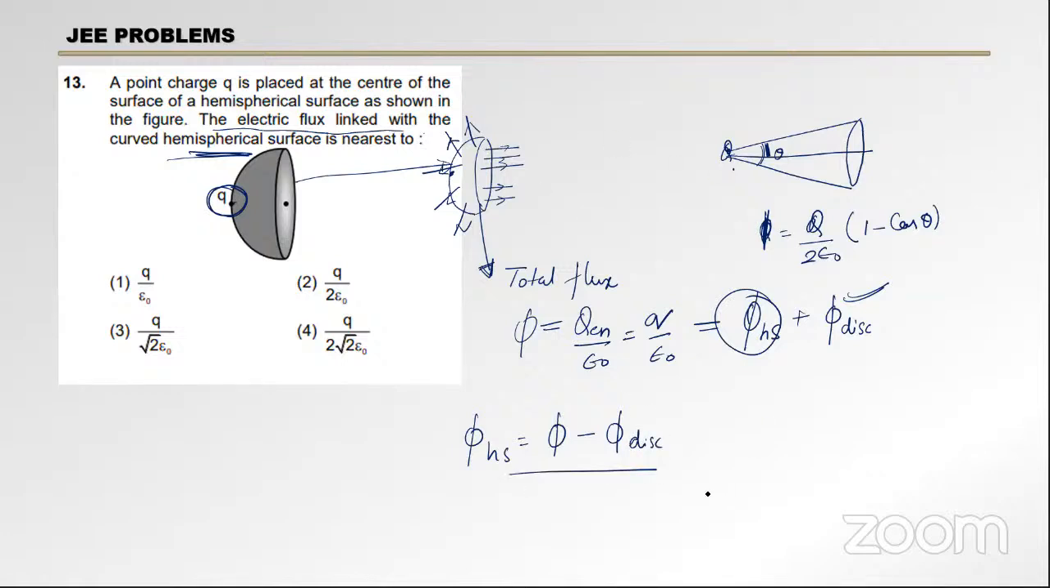Okay, so total flux is how much? Q by epsilon naught minus the flux from the disc surface. How much will that be? Flux will be equal to Q by 2 epsilon naught into 1 minus cos theta. Now we have to find the angle. To find the angle we'll go here, I'll make the diagram here once more. Simple mathematics it is.